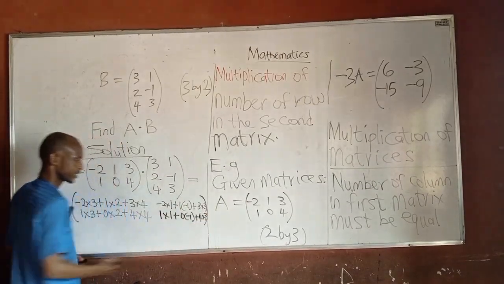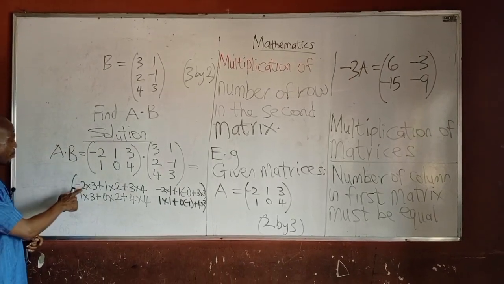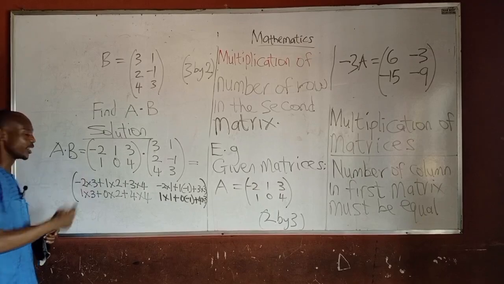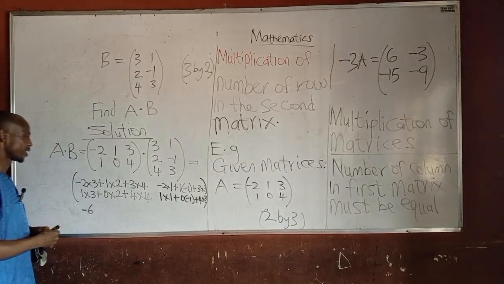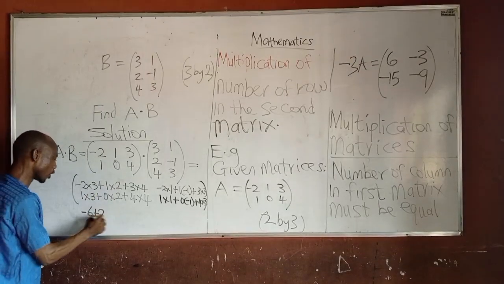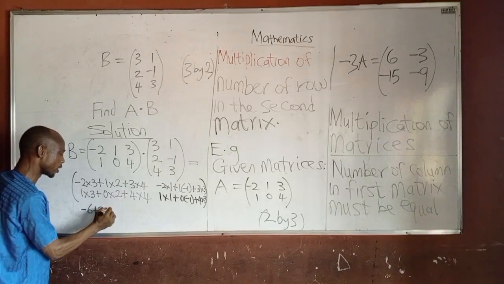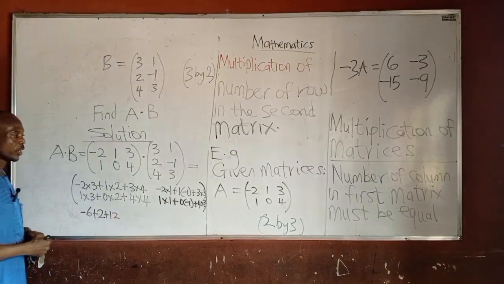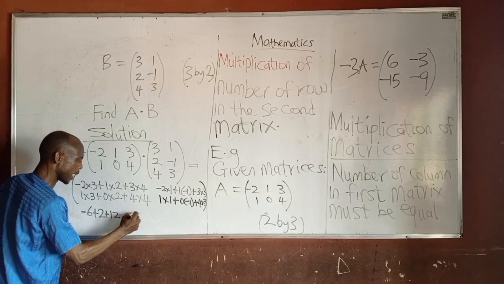Now all this in brackets. So now let's multiply. Minus 2 times 3 will give us minus 6. Plus 1 times 2 gives us 2. Plus 3 times 4 gives us 12. We go to the next. Minus 2 times 1 gives us minus 2.